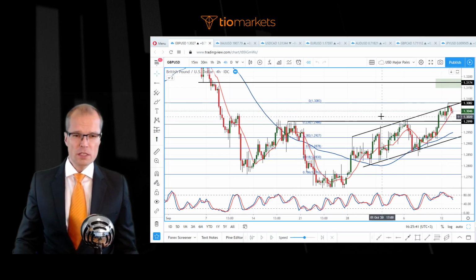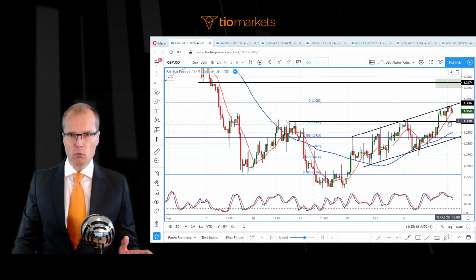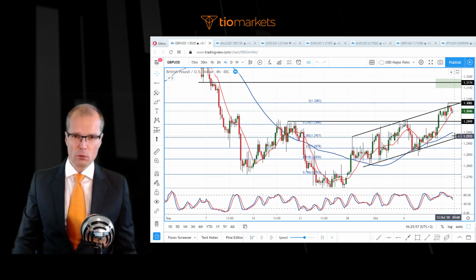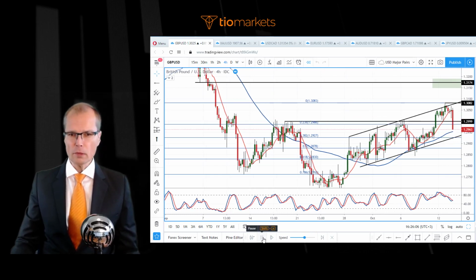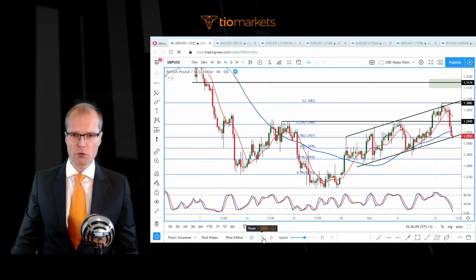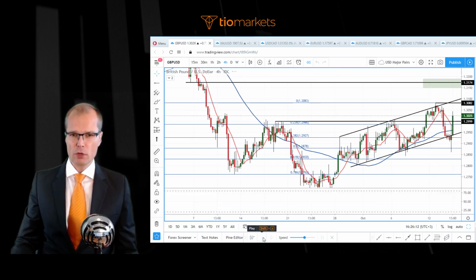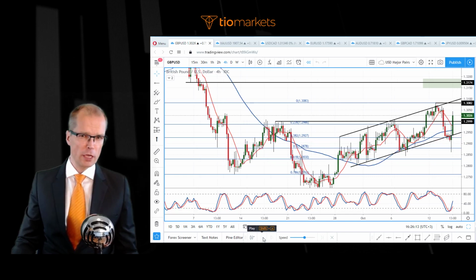Now, at the time we also said that this is a key level, and if the market moves below it, we would be estimating that market participants might want to buy this pair down here close to the channel low. And basically this is what happened. As the dollar strength came in, the market really dived to the low of the channel.